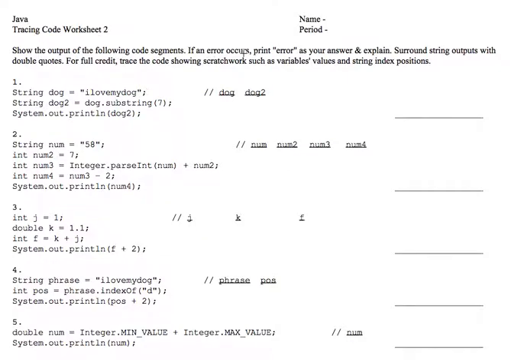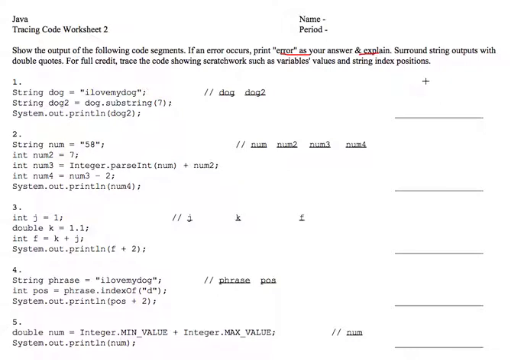Always read the directions carefully. I do like the word error to be printed anywhere that there's an error. Sometimes I make errors intentionally, and you should explain whether it's a string index out of bounds error or some other kind of error that you're responsible for knowing for the College Board AP Computer Science A exam.